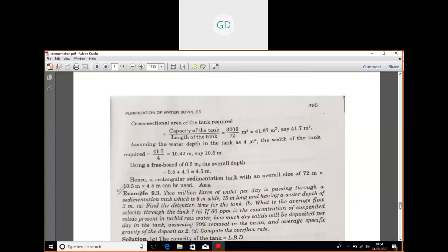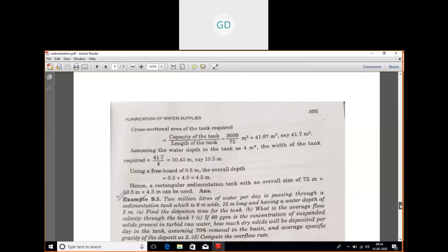Okay, later you note it down in your copy. Okay.